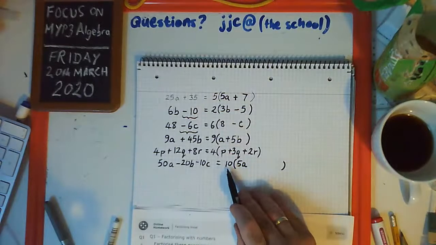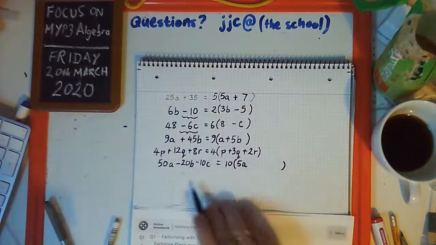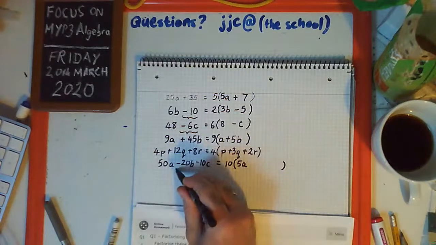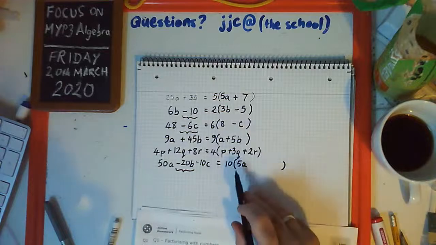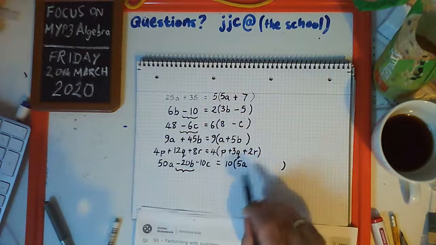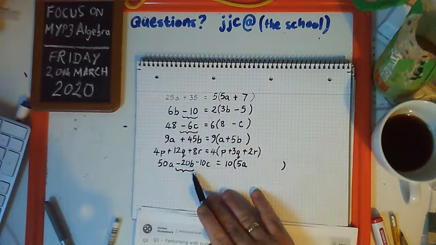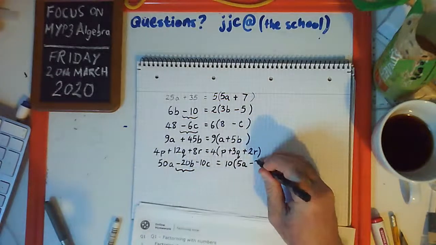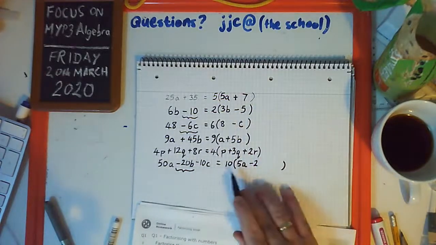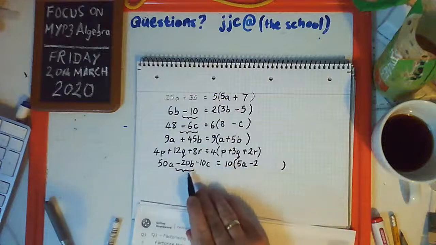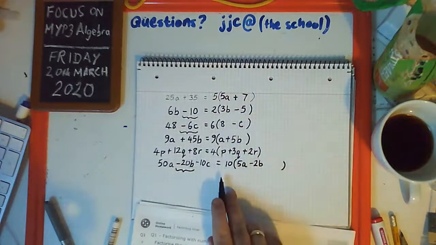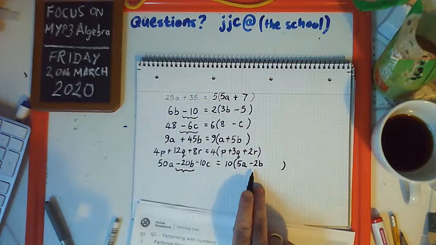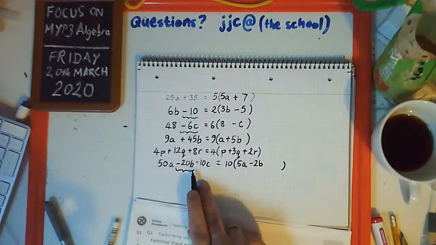Now I need to ask 10 times what will give me, and remember this is a minus 20b because the minus belongs to the 20b. So 10 times what will give me a minus 20b. Well, I'm going to need a minus 2 there because 10 times minus 2 will give me the minus 20. But then I'm going to need a b there as well, so that 10 times minus 2b makes minus 20b.